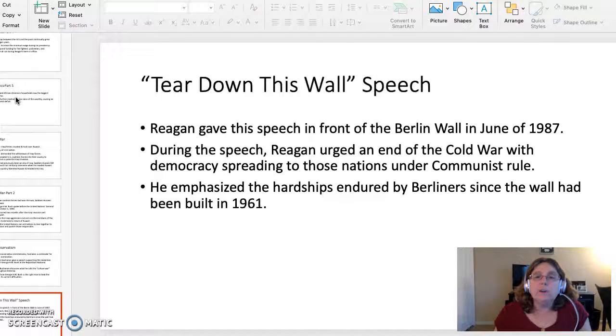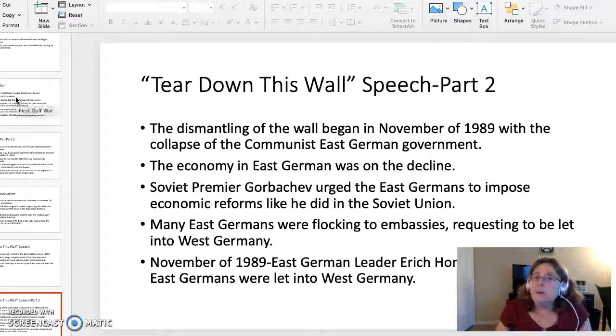During the speech, Reagan urged an end to the Cold War with democracy spreading to the nations under communist rule. And he emphasized the hardships that those living in East Berlin and East Germany had suffered since the wall had been built in 1961. The dismantling of the wall began in November of 1989 with the collapse of the communist government in East Germany. The economy in East Germany was on the decline.